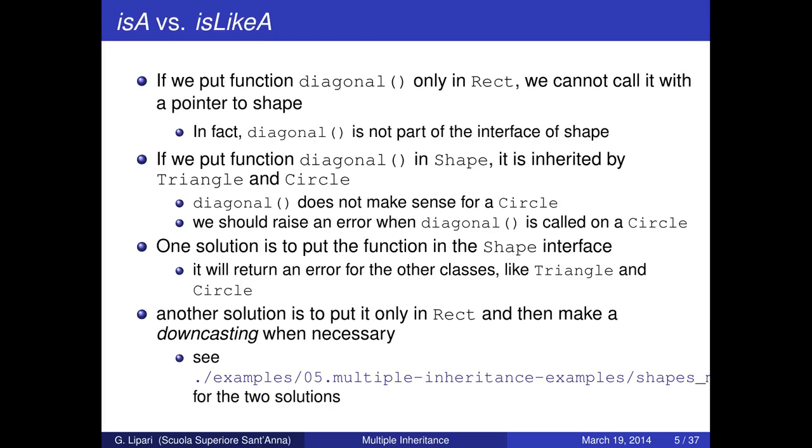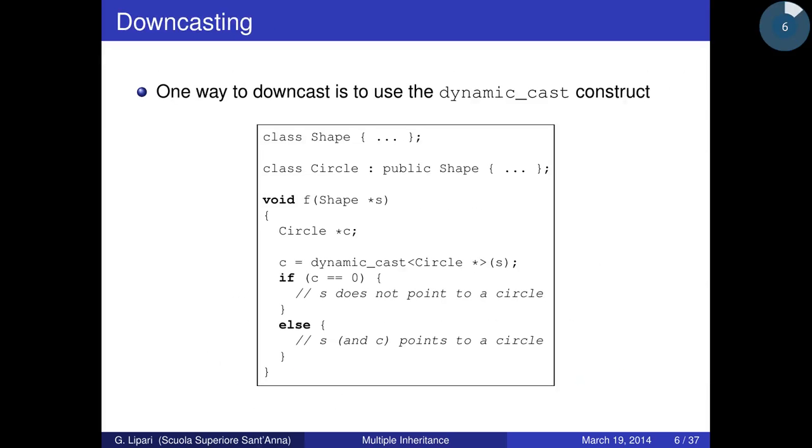If we put function diagonal only in rectangle, we cannot call it with a pointer to shape, because diagonal will not be part of the interface of shape. If instead we put diagonal in shape, it is inherited also by triangle and circle, and diagonal doesn't make sense for a circle. So we need to raise an error when diagonal is called on a circle or on a triangle. Okay? So, for example, we can put the function diagonal in the shape interface and return an error for the other classes. Or we can put it only in rectangle and make a downcast when necessary.